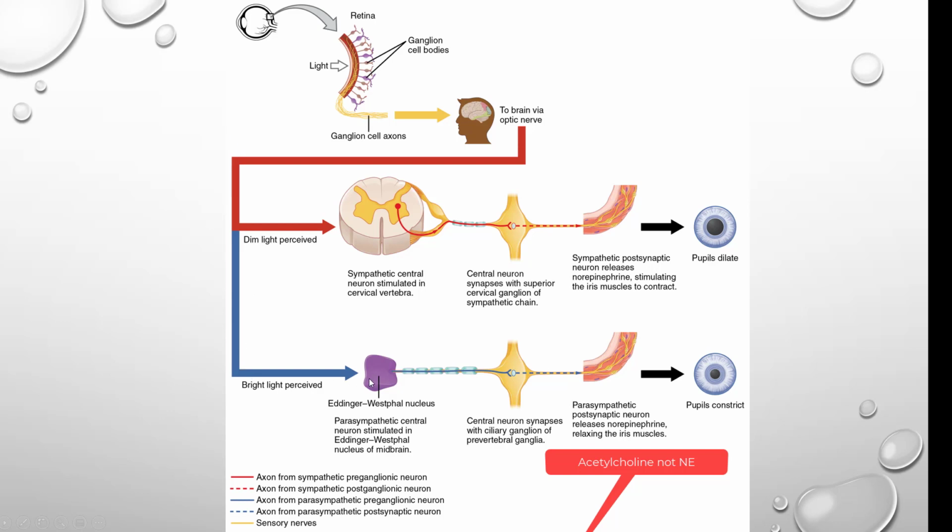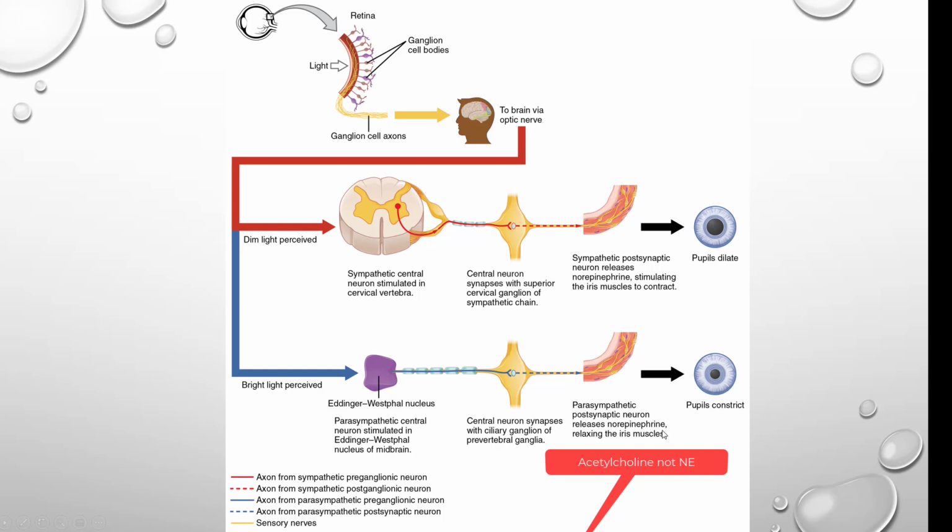Bright light, the signals were sent to the Edinger-Westphal nucleus after the optic nerve, and from there, that ganglion sends axons to something called the ciliary ganglion, which is a parasympathetic ganglion, therefore close to the organ that it is affecting, and in this case it's actually inside the eye, the ciliary ganglion, sending fibers then that cause pupillary constriction.